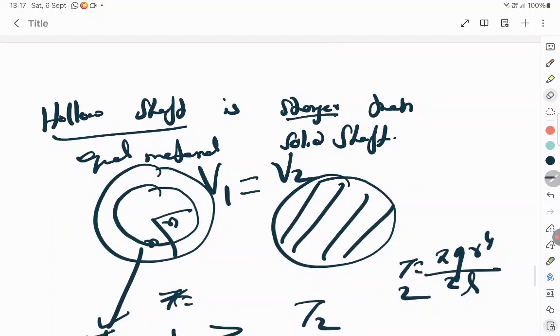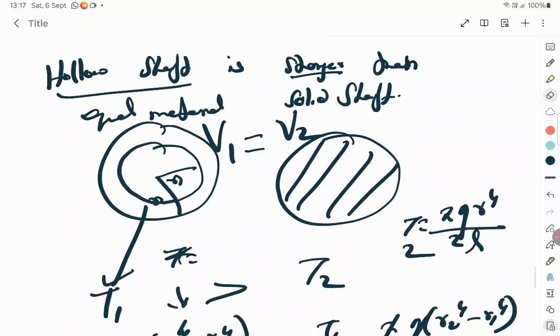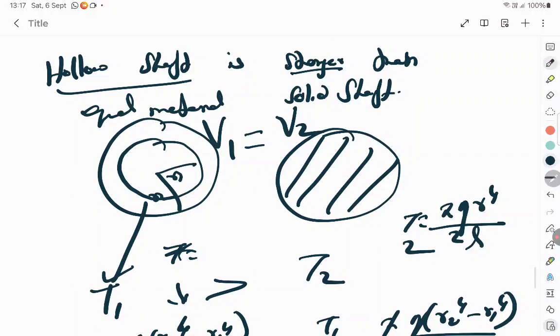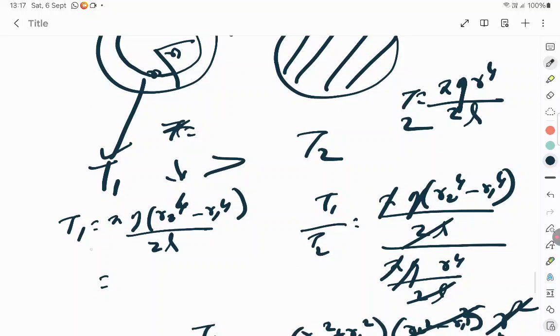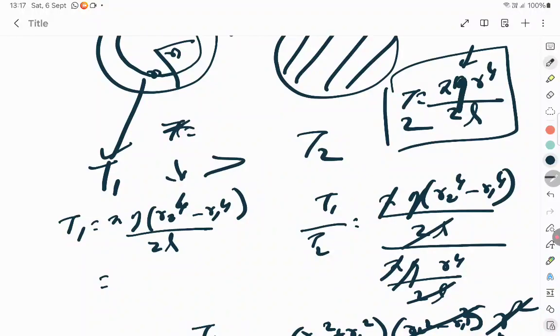So let's go to next. A hollow shaft is stronger than the solid shaft. The torque of a hollow shaft will be greater than the torque of a solid shaft. T1 is greater than T2. That's the proof. T1 is equal to, again you should know the formula for torque, it's pi into shear stress, because turning stress is shear stress. This is a shear modulus, or what do you call, modulus of rigidity, shear modulus.